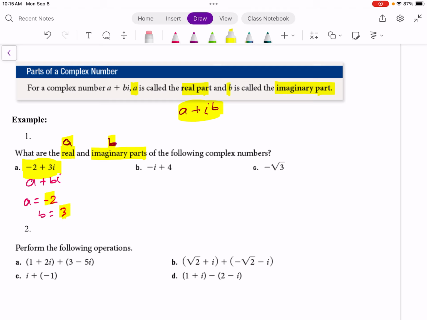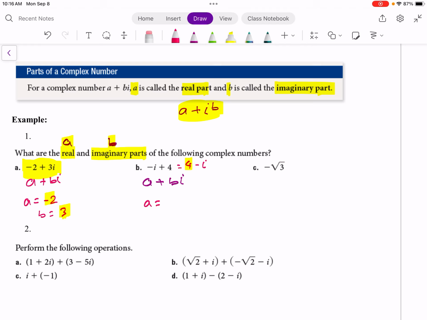Now in a similar way, we have -i plus 4. This is also a complex number. Do you all agree? Now let's find a and b. Let's compare with a plus bi. What is our a in this complex number? 4, right? So we can rewrite this as 4 - i. Okay, so your a is +4.